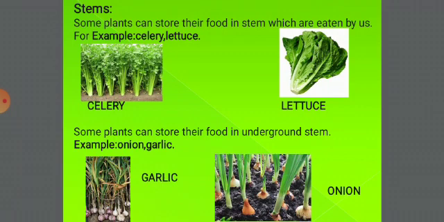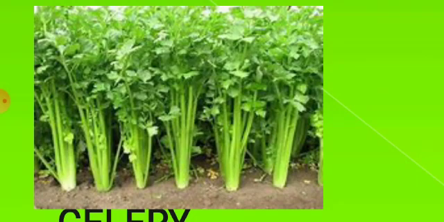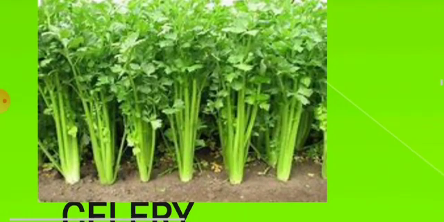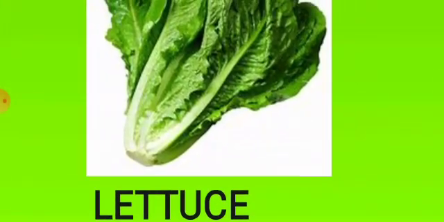The next one is underground stem. Some plants can store their food in underground stems. Examples: potato, ginger, onion, garlic. Look at the picture. This is a plant that can store its food above the soil in the stem. Celery, it gives us good aroma to the food, and it is very rich in nutrients. The next one is lettuce, whose leaves and stem are eaten by us. It is also rich in nutrients.